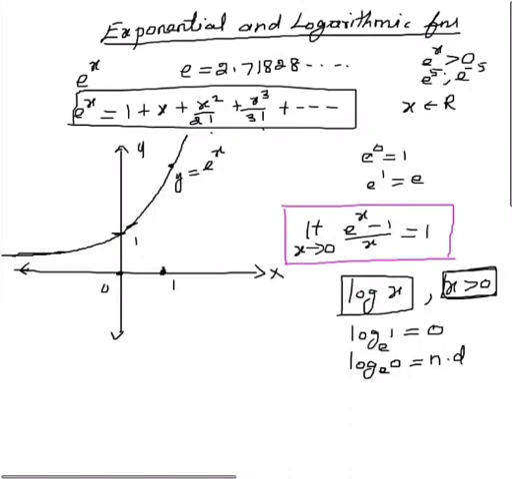Log 1 is 0, so (1, 0) is a point of the graph. As you increase the value of x, the log value increases, and if the value of x is less than 1, log x takes negative values. So the graph is like this.